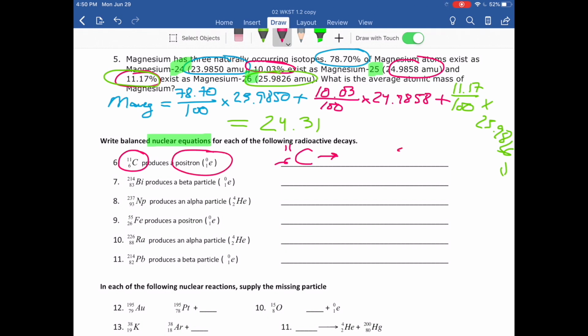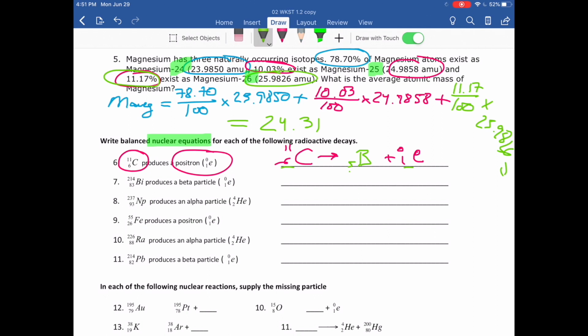So a positron is 0, 1, E. You need to know the symbols of each of the particles or each of the radioactive decay types that we've learned. All right, so now you need to go to the periodic table, and on the periodic table you need to find the element that has an atomic number that plus 1 equals 6. So that has to be 5, right? So 5 plus 1 equals 6. And then that element is going to be B, boron.